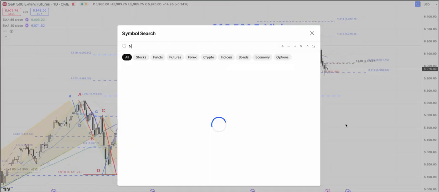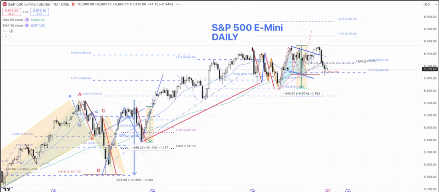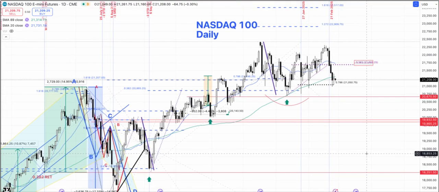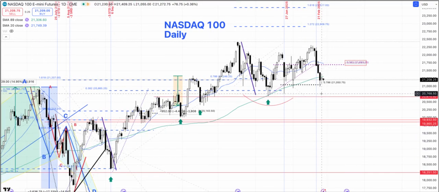Now let's take a quick look at the NQ. You can see the same thing, a positive close for the previous day because of Nvidia earnings. It's just an inside bar. It looks like from the bottom of the range it is finding support coming in from the 78.6% retracement.